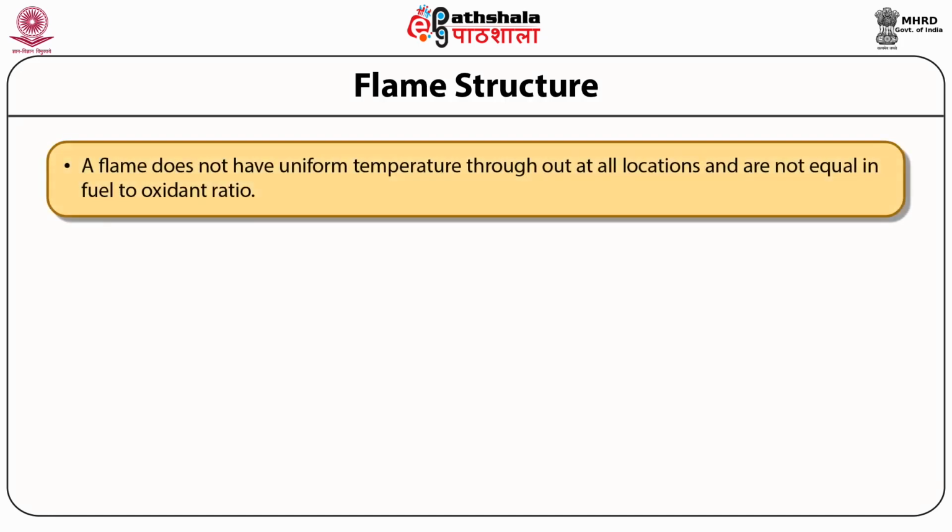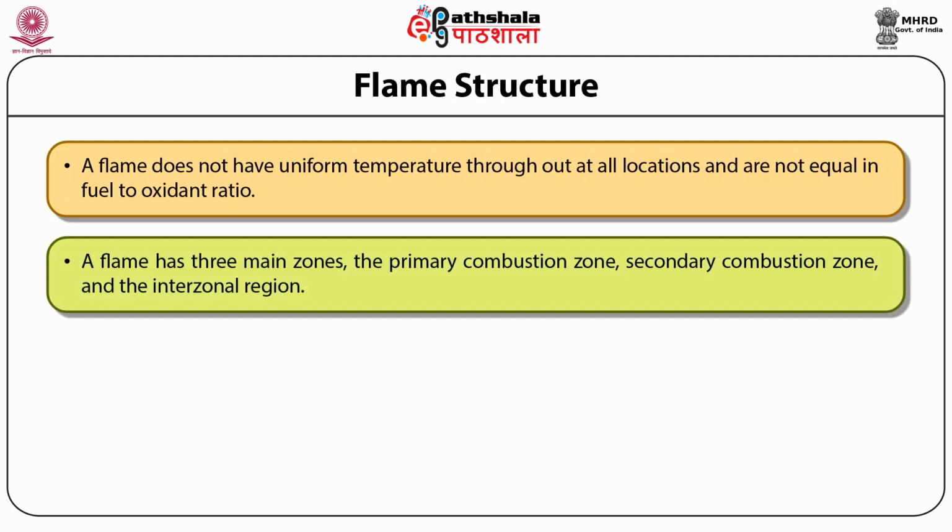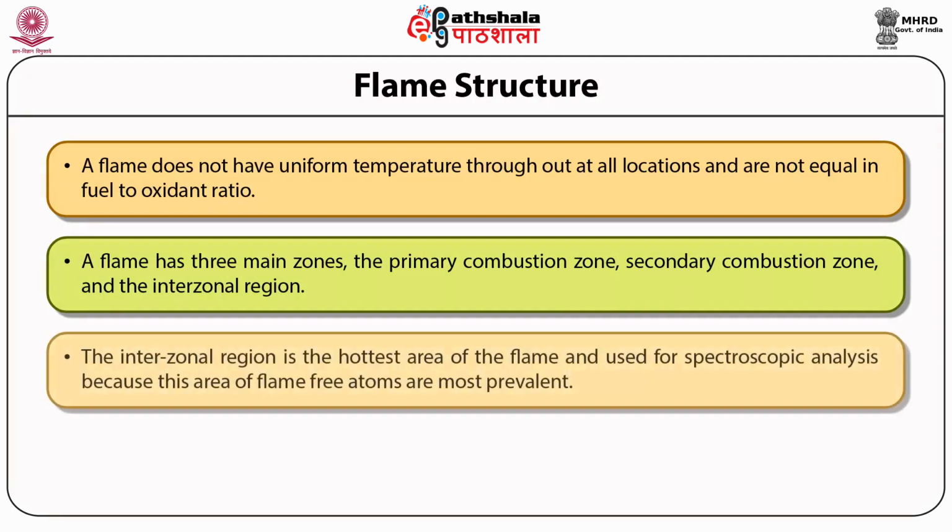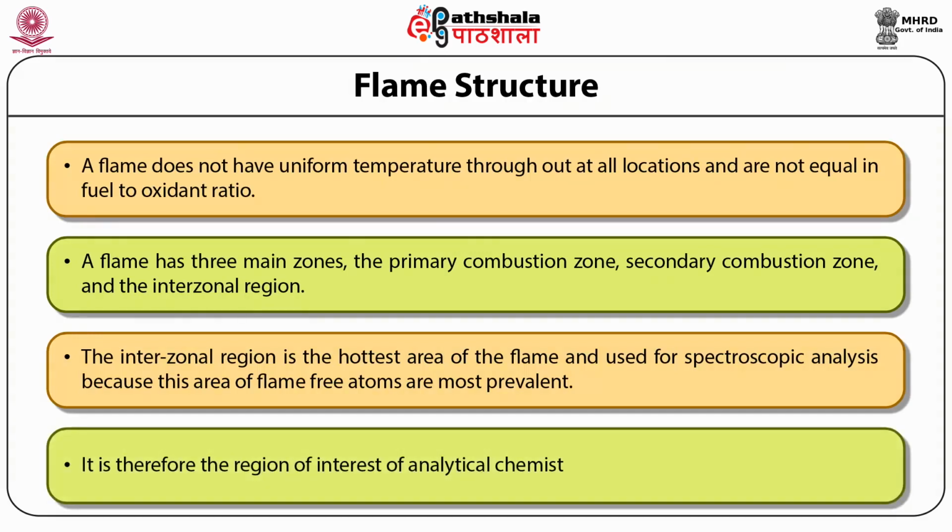A flame does not have uniform temperature throughout all locations and is not equal in flame to oxidant ratio. The three main zones of the flame, which are the primary combustion zone, secondary combustion zone, and the interzonal region, have different temperatures. The interzonal region is the hottest area of the flame and is used for spectroscopic analysis because in this area of the flame free atoms are more prevalent. It is therefore the region of interest of the analytical chemist.